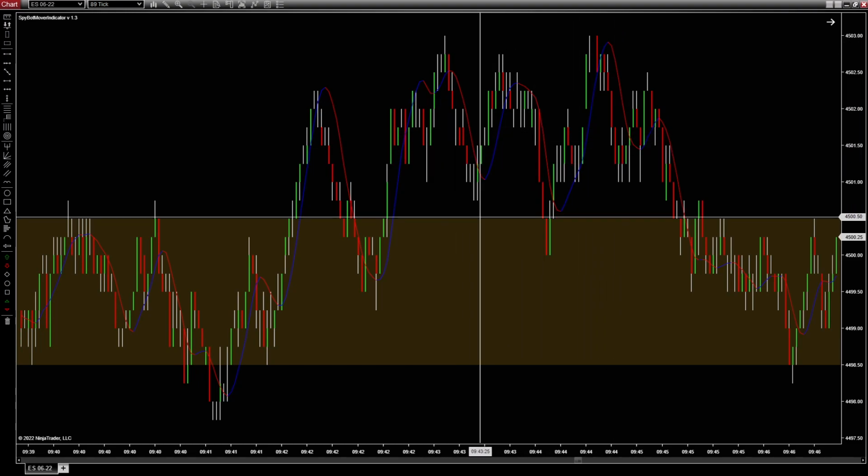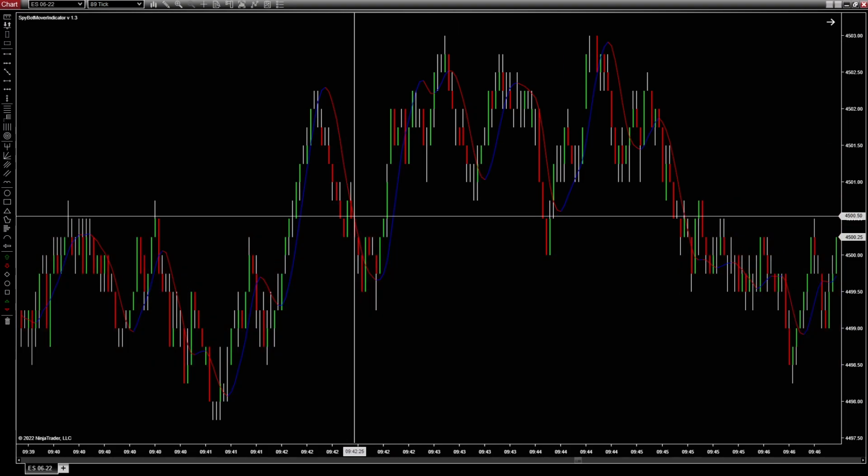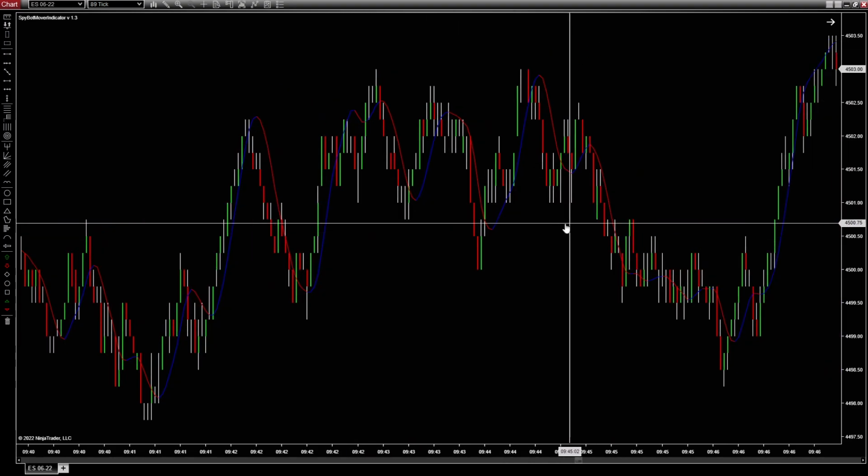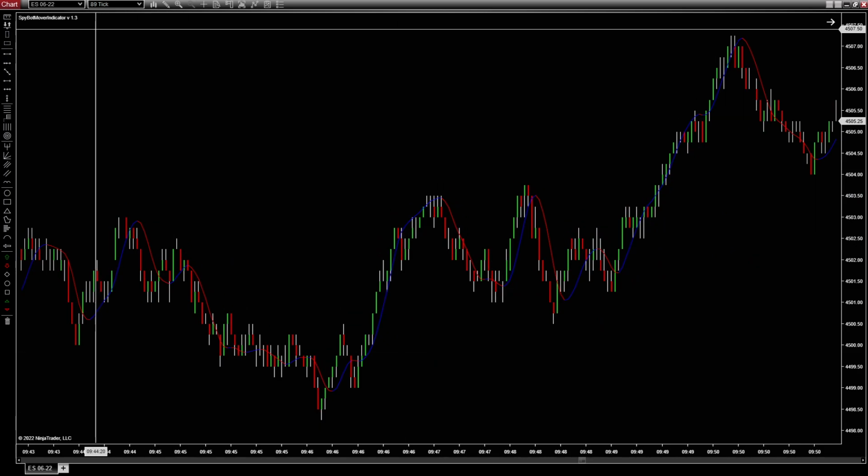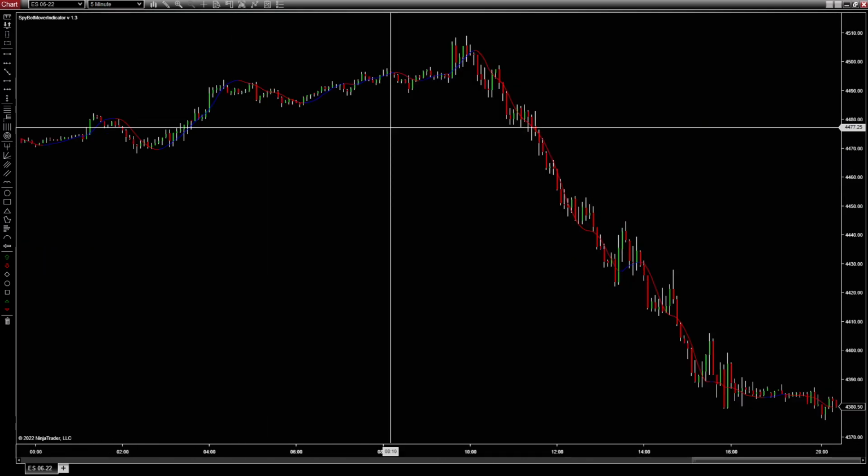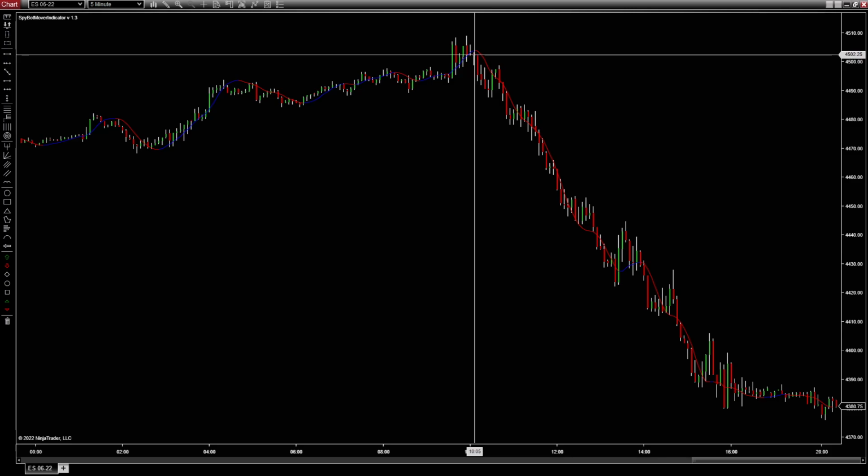So that's how the mover works. It's pretty much just red blue, and just taking the short. You can put this on any time chart you want. So let's say you wanted a 5-minute. That tells you right there.